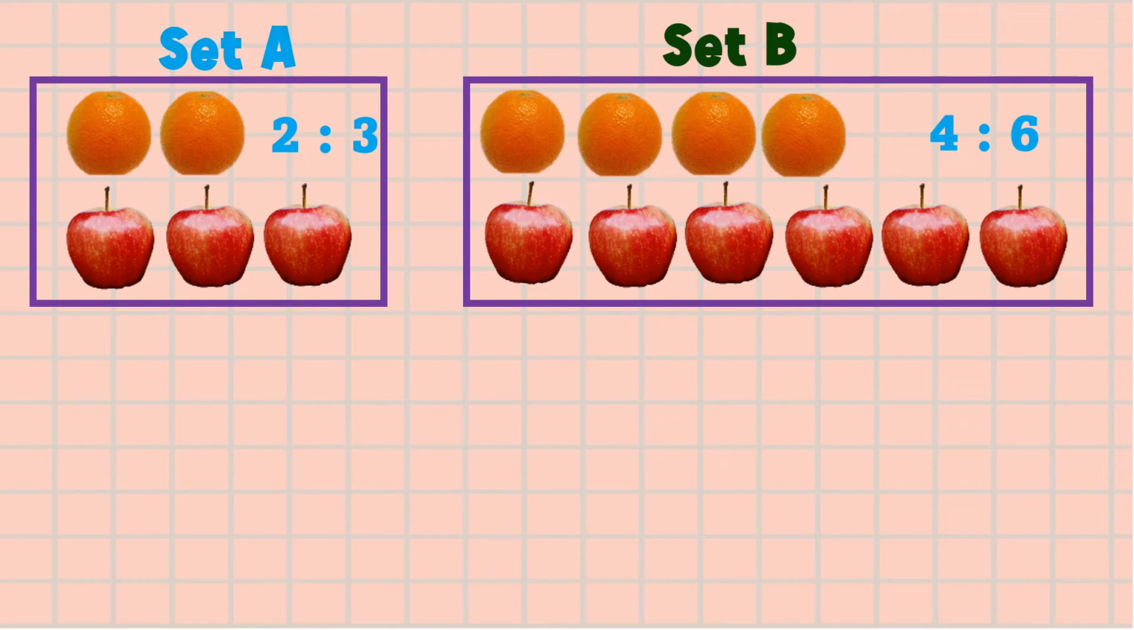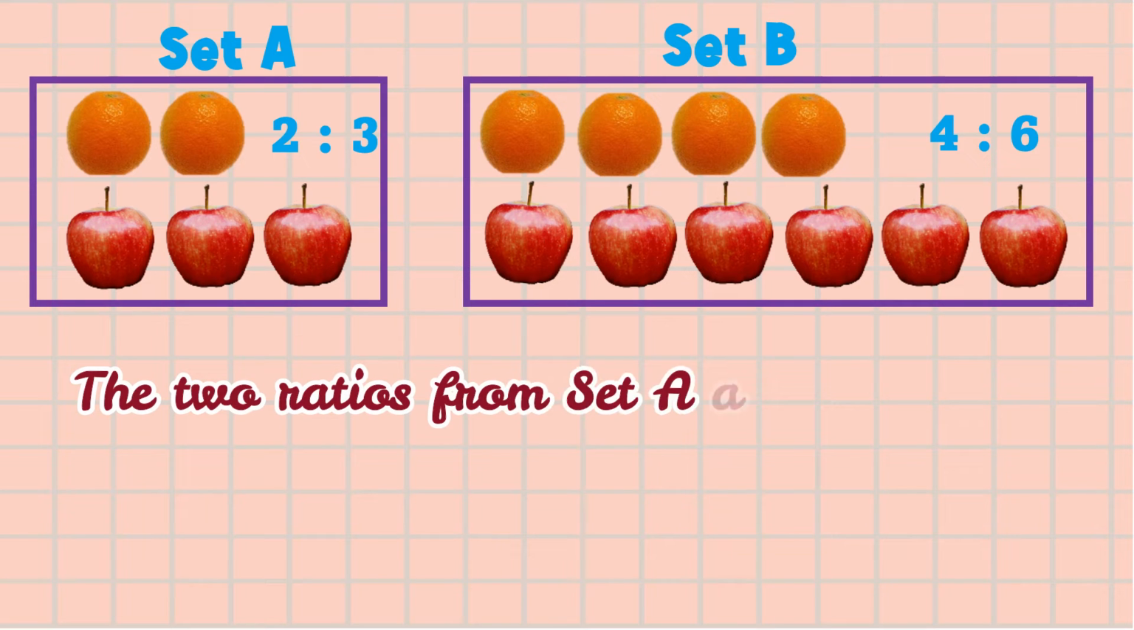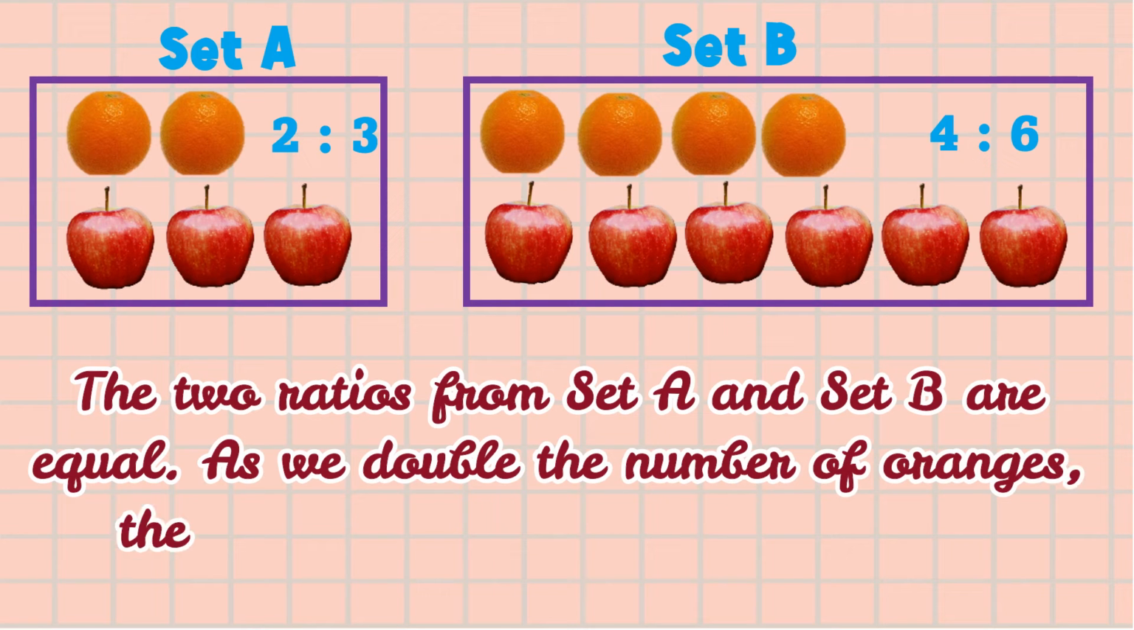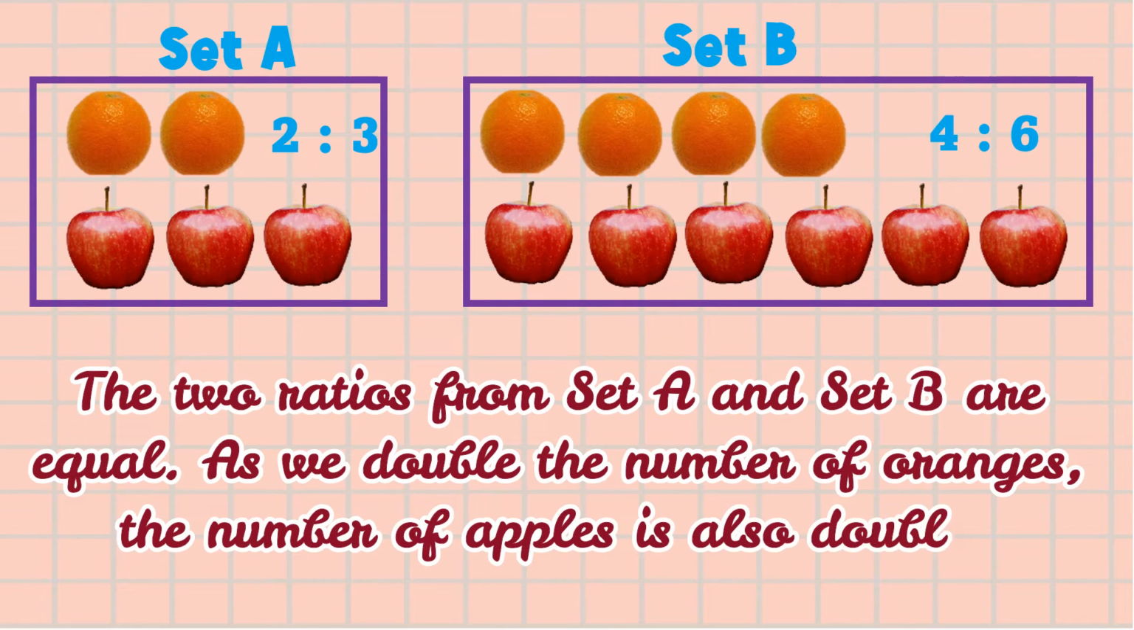Now observe the number of oranges and apples in set A. Also observe the number of apples and oranges in set B. What do you observe? Yes, you are right. The number of oranges and apples from set A is doubled in set B. Are they equal ratios? Alright, the two ratios from set A and set B are equal. As we double the number of oranges, the number of apples is also doubled.